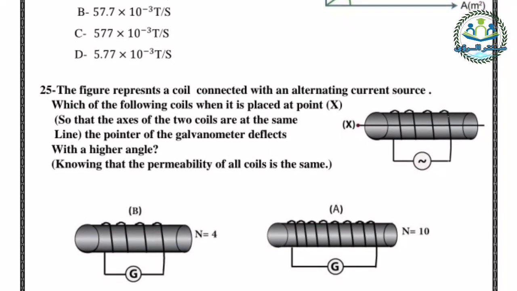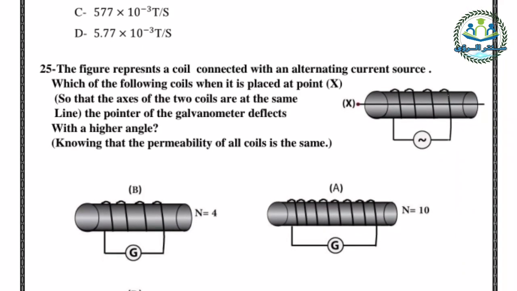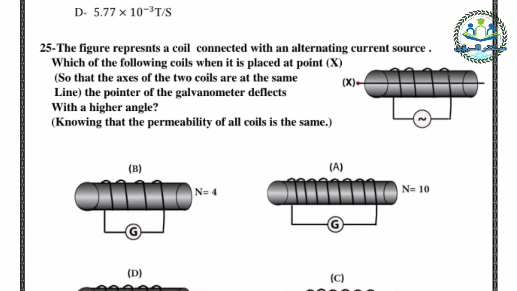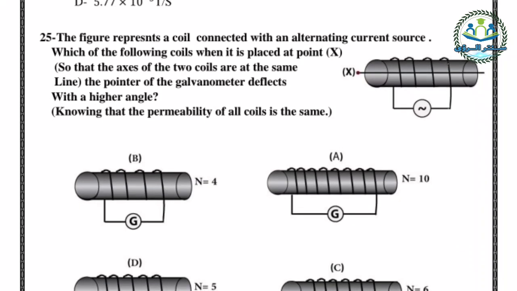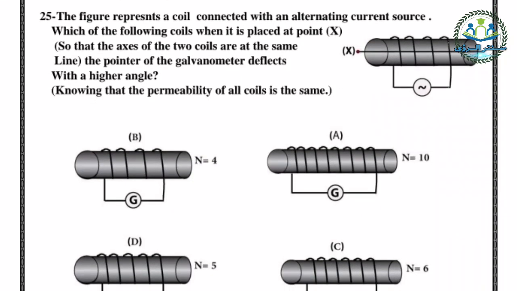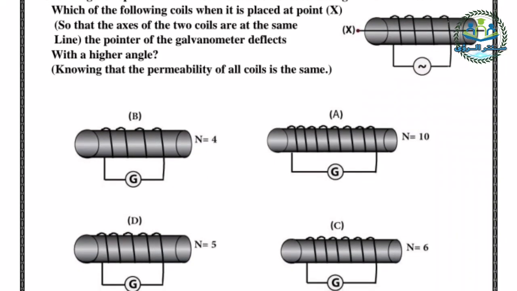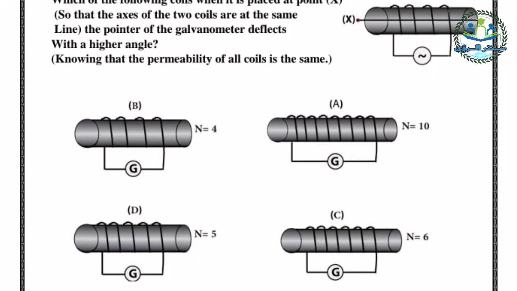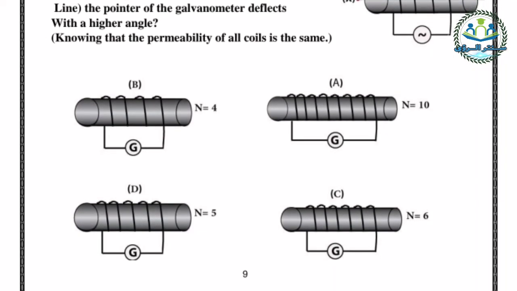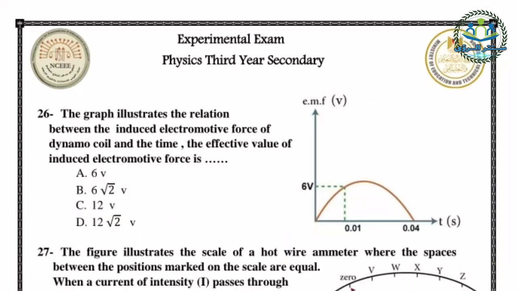25. The figure represents a coil connected with an alternating current source. Which of the following coils, when it is placed at point X, so that the axes of the two coils are on the same line, makes the pointer of the galvanometer deflect with a higher angle? Knowing that the permeability of all coils is the same.